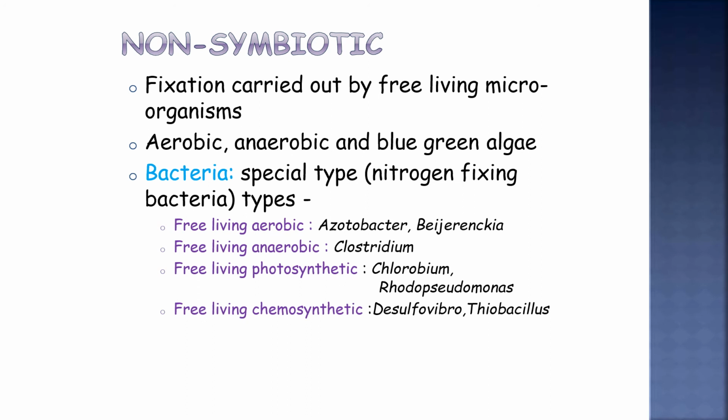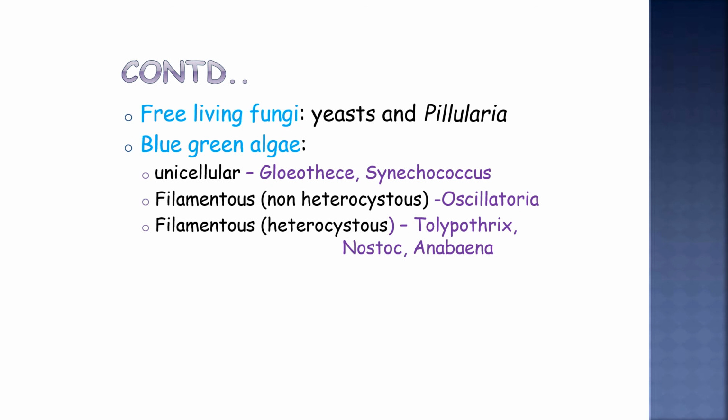aerobic, anaerobic, and blue-green algae. Bacteria: special types of nitrogen fixing bacteria, and there are various types. One is free living aerobic, that is Azotobacter and Beijerinckia. Free living anaerobic bacteria are Clostridium. Free living photosynthetic are Chlorobium and Rhodopseudomonas. And free living chemosynthetic bacteria are Desulfovibrio and Thiobacillus. Also Pullularia and yeasts are free living fungi.